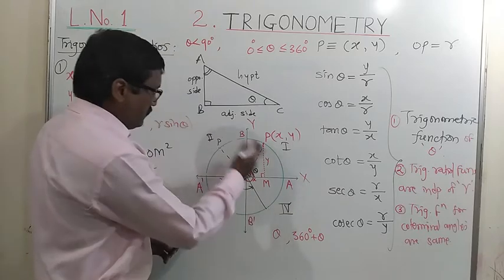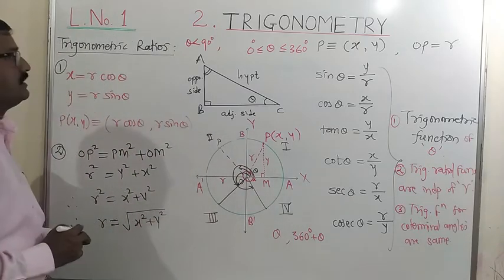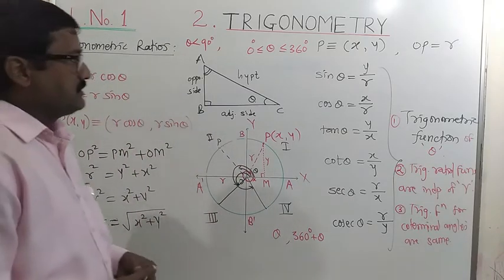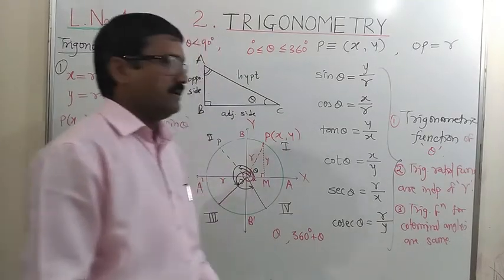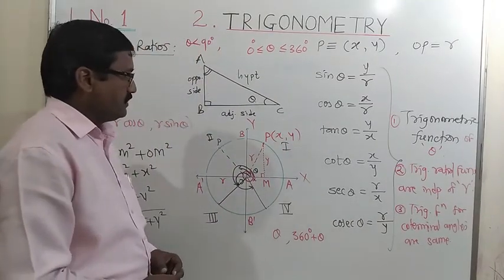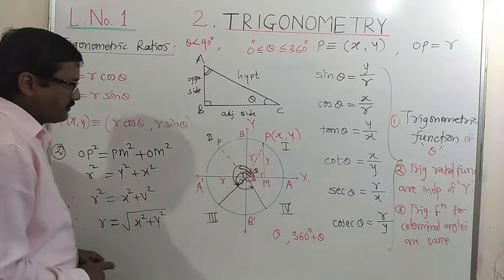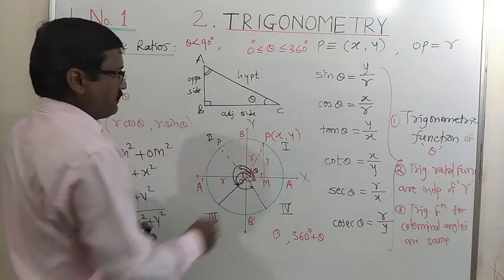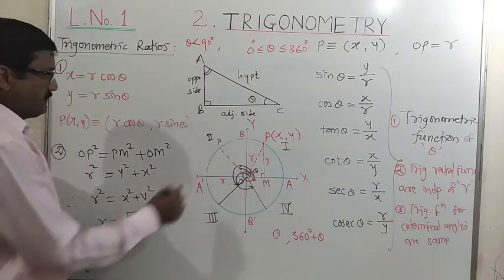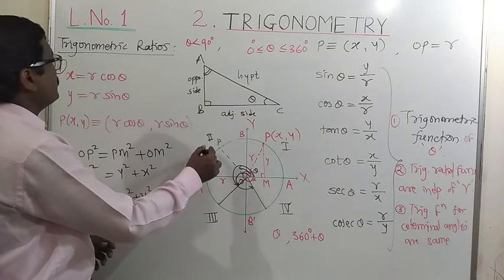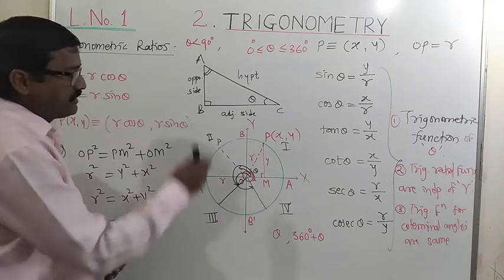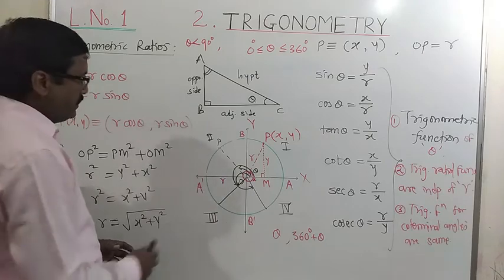So in all these four quadrants, let us find what is the nature of all these trigonometric functions, whether they are all positive or some are negative. Because in the first quadrant all trigonometric functions are positive. Let us determine in the second quadrant which trigonometric ratios are positive and which are negative.